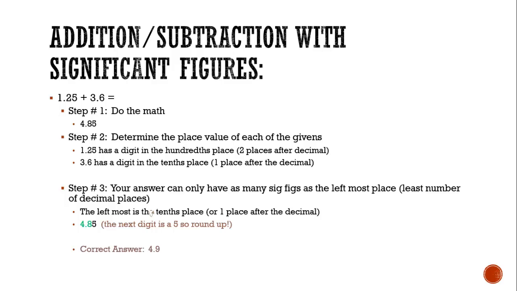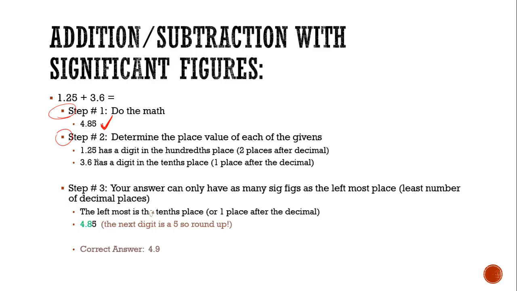So let's look at an example. 1.25 plus 3.6. Again, step 1 is always just do the math. You're going to do all the calculations before you start. So this one, my calculator spits out 4.85. Okay. Step 2. Again, we go back to the original problem. But this time, instead of just counting all the significant figures, you have to focus on the number of decimal places that it has.